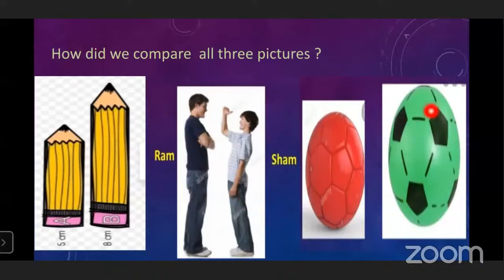And in the last picture, we compare the red football with the green football, and we said that the red football is smaller than the green football. Means in this picture, we compare the size of the footballs, and we said that the red football is smaller than the green football.